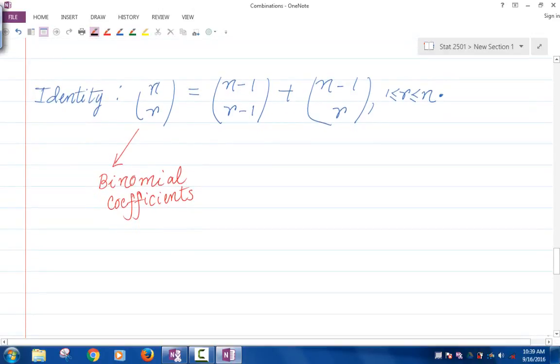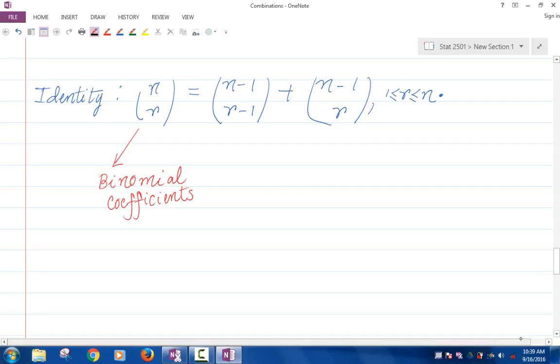Here is an identity. Again, n choose r or n choose k, which is the number of combinations of n objects taken k at a time, those are also called binomial coefficients. And why that terminology will be clear in a bit.